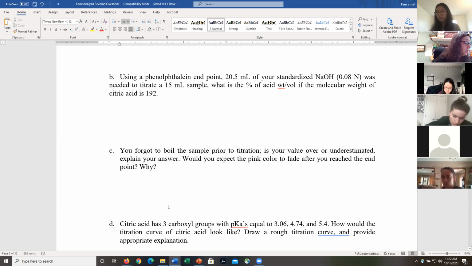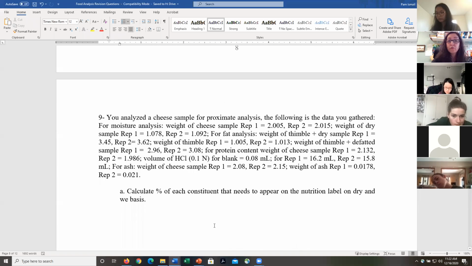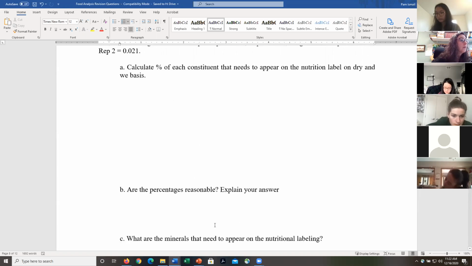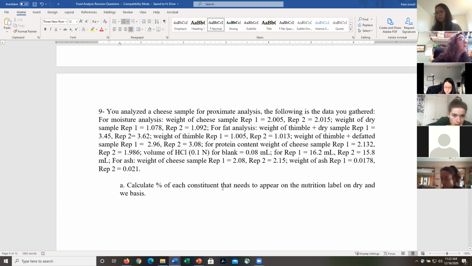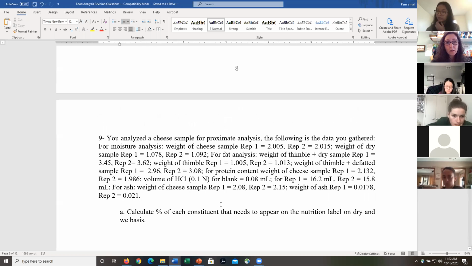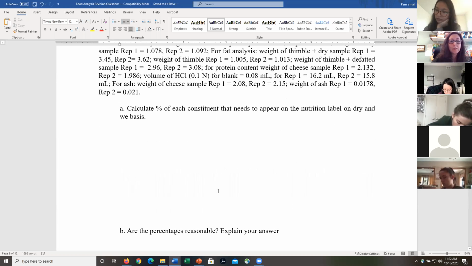All right, question 9 is basically another repetition of you practicing calculations and asking you if the percentages are reasonable. What is this sample? This is cheese. You shouldn't have a lot of carbohydrate in the cheese, for example. And depending on the cheese sample, it will be high in fat and high in moisture, potentially. So you want to make sure your values are reasonable in the sense that you don't give me a total carbohydrate of 50%, for example. It can't be.